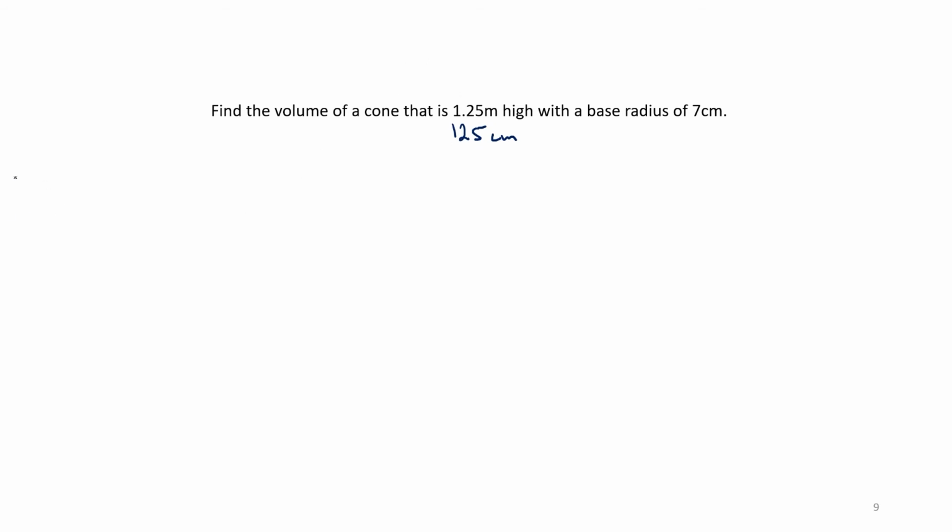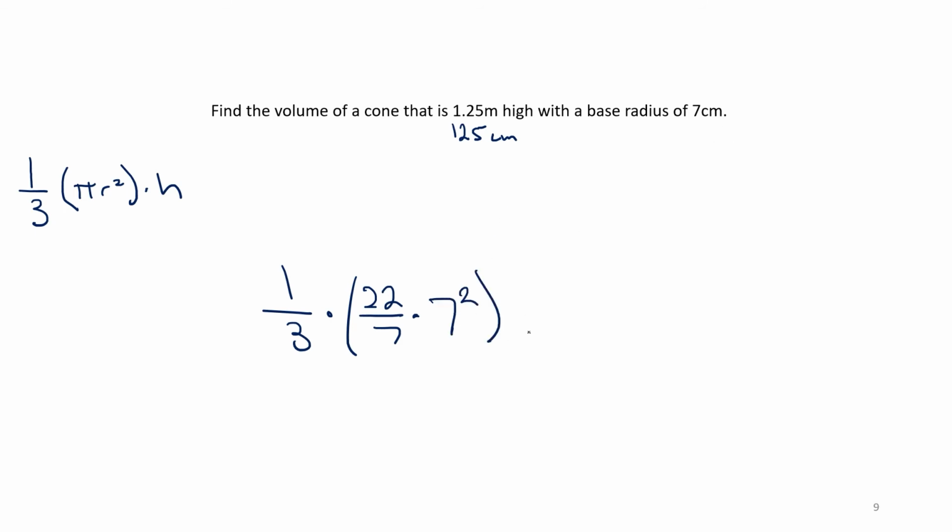Our volume formula is exactly the same, but instead of just big B, we are going to put our whole pi r squared times the height. So 1/3 times pi, and this doesn't need to be in parentheses because it's all just multiplied together. It just helps me kind of sort things out. And 7 squared here times our height of 125 centimeters.